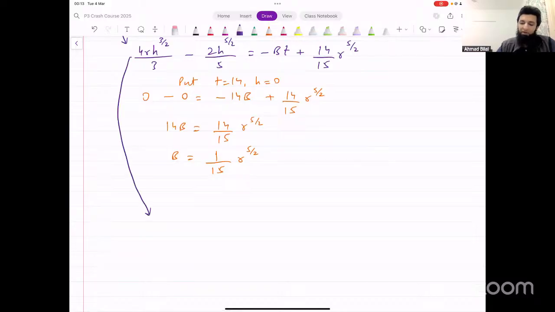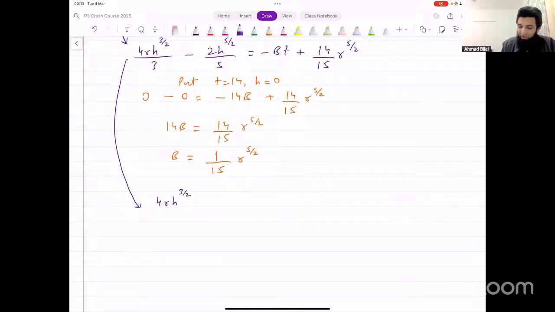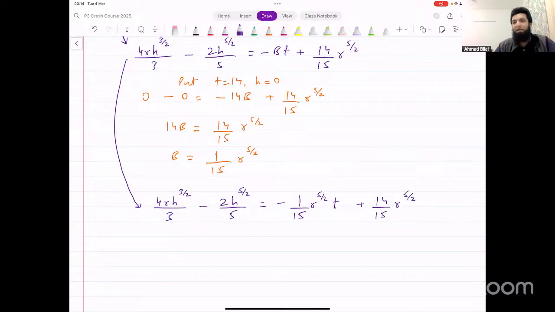Let's input the value of b here as well now. And the equation now is 4rh raised to the power 3 over 2 divided by 3 minus 2h raised to the power 5 over 2 divided by 5 equals minus 1 over 15 times r raised to the power 5 over 2 times t plus 14 over 15 r raised to the power 5 over 2. That's the equation that we end up getting at the end.